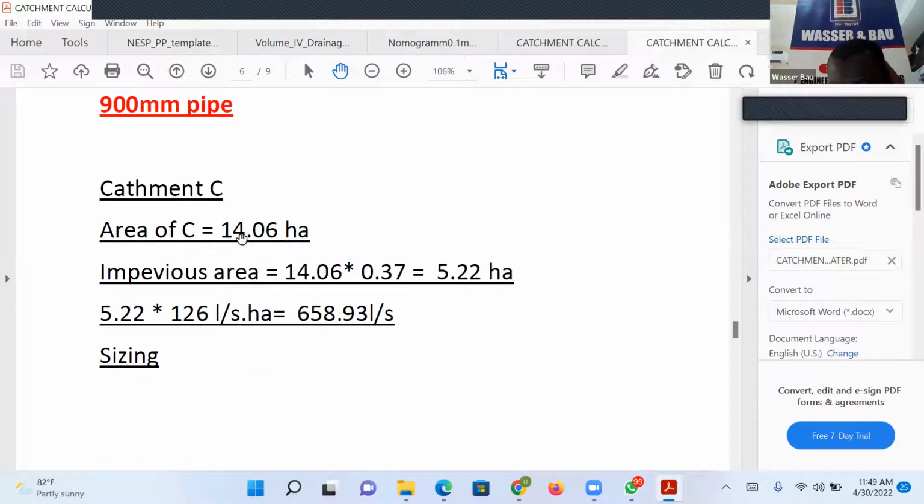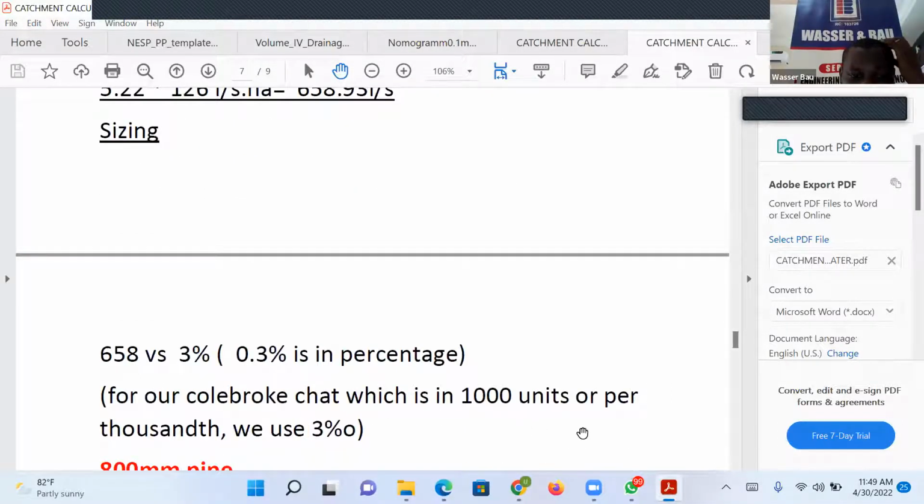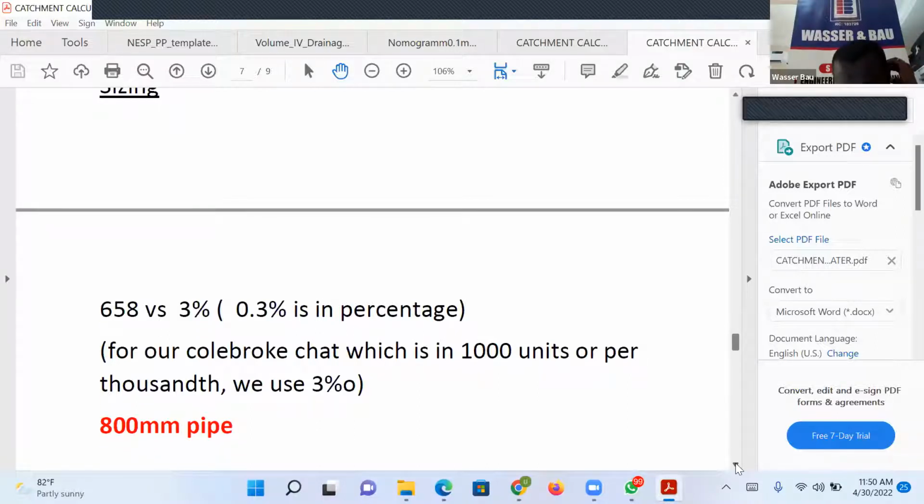Catchment C, the original area is 14 hectares. Multiply by the coefficient to give you effective area of 5.22. Effective area of 5.22 multiplied by the storm or rainfall intensity, sorry, it will give you 6.58. So if you look at 6.58, it will give you 800 mm. Are you there?